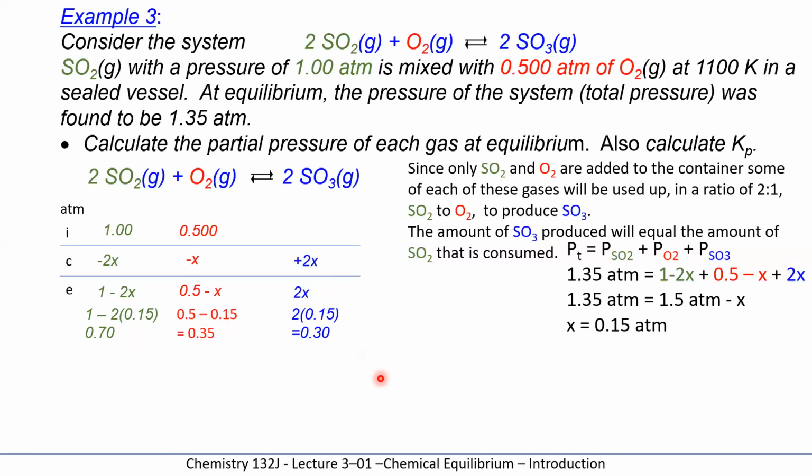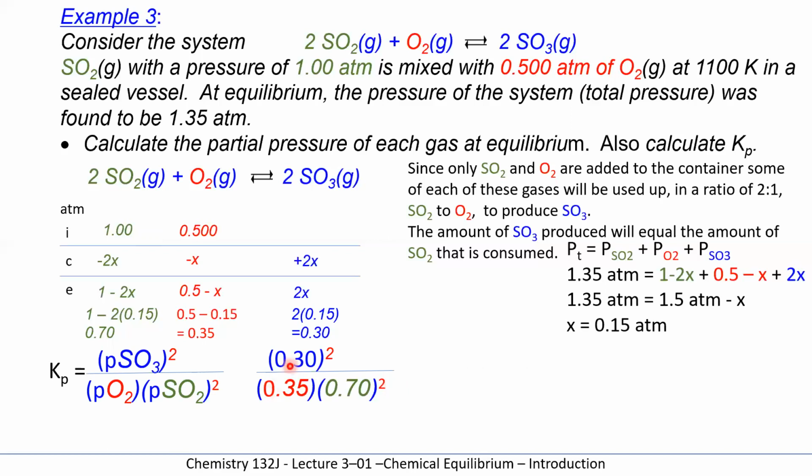Now that we've established how much of each of the gases is present in equilibrium, we can calculate Kp. So Kp will be the pressure of SO3 squared divided by the pressure of O2 times the pressure of SO2 squared. So mathematically, you can show it with that expression. We can substitute our numbers in and perform the math. 0.3 squared divided by 0.35 times 0.70 squared is 0.525 atmospheres, which is Kp, equilibrium constant using pressures.